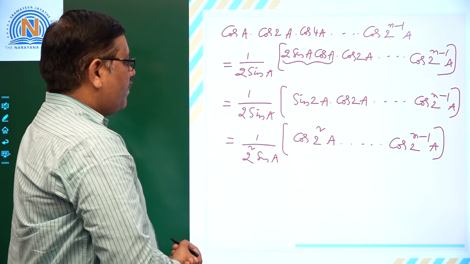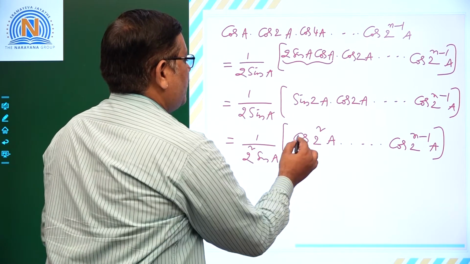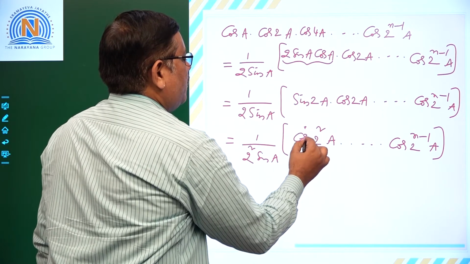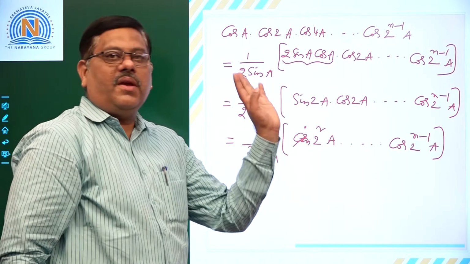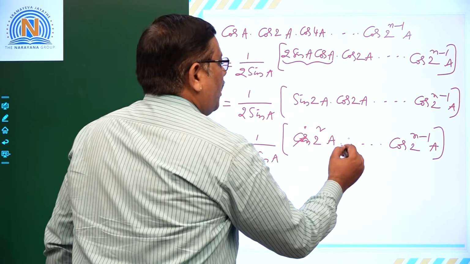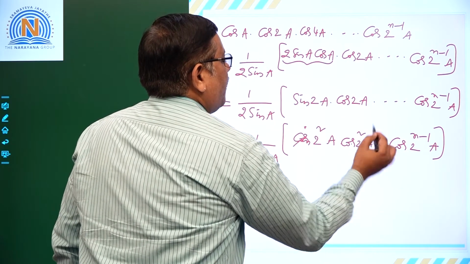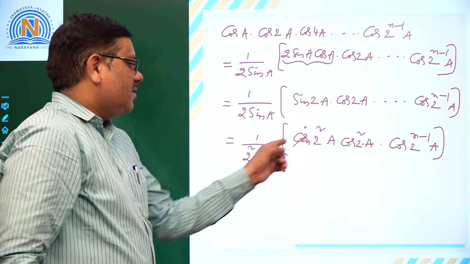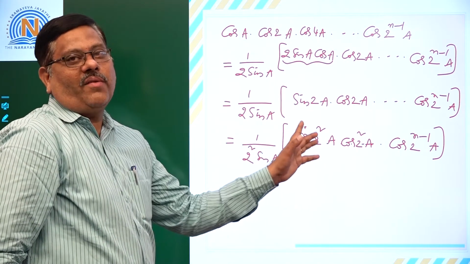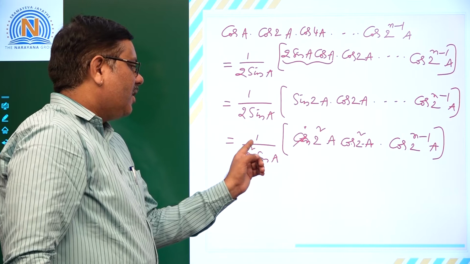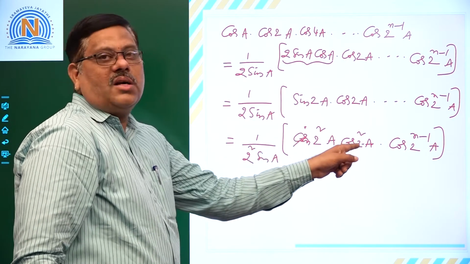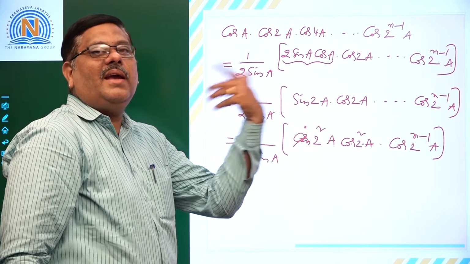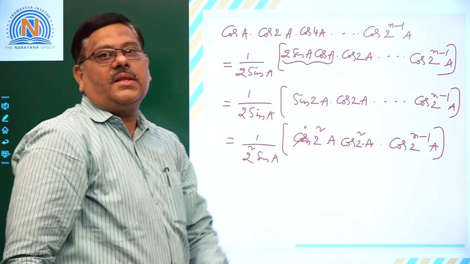So, what is the next step? Sorry, this is sin 2 square times of A. Again we have cos 2 square times of A. Its next term will be cos 2 square times of A, so on. Again, what else you need now? One more 2 you require here. If I have one more 2 here, that becomes 1 by 2 cube sin A into 2 sin 4A cos 4A. That is again sin 8A. The process goes on like that.